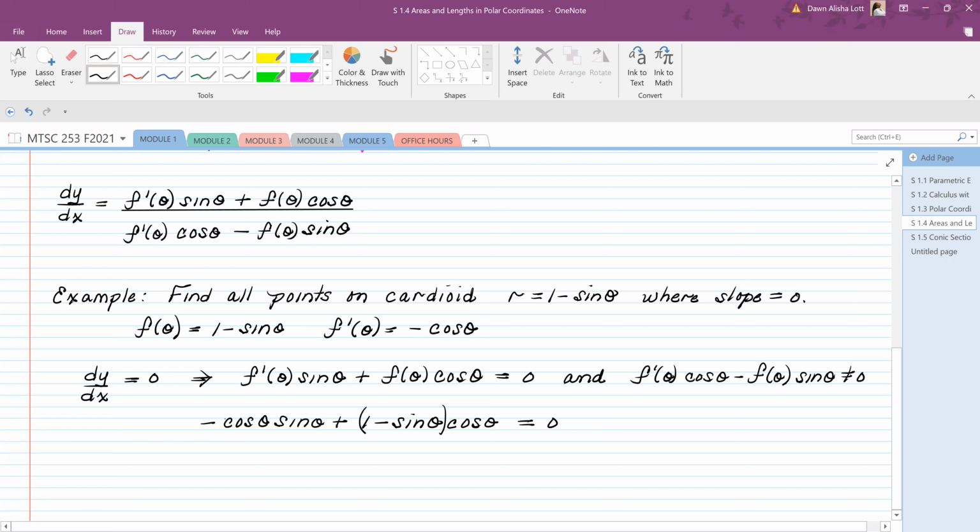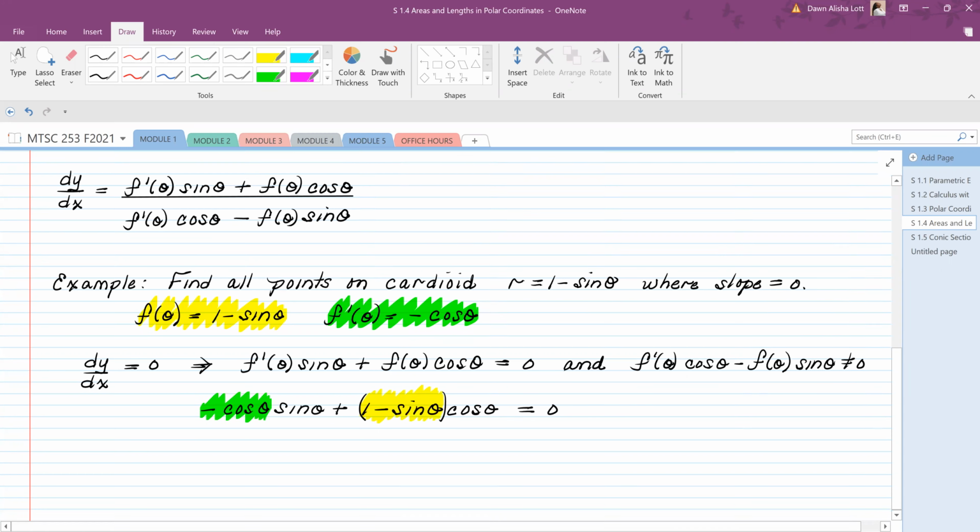So when I put this in here, in order for this to be 0, the top has to be 0, but the bottom can't be 0 at the same time. Otherwise, we'll have a cusp, and we don't want a cusp. Okay, so I put in f prime. That was negative cosine. And then I had sine. And then f was 1 minus sine.